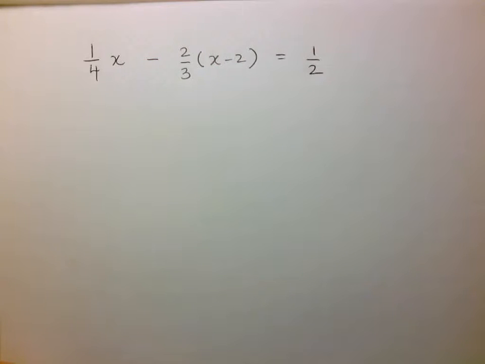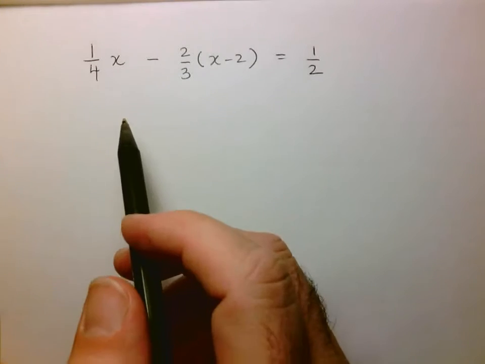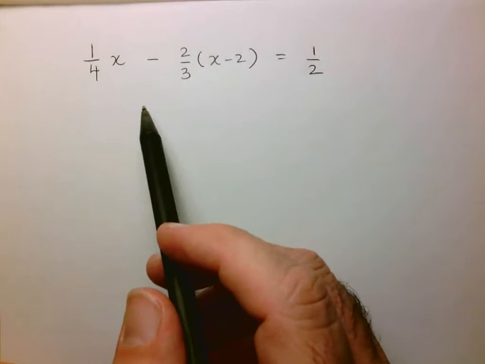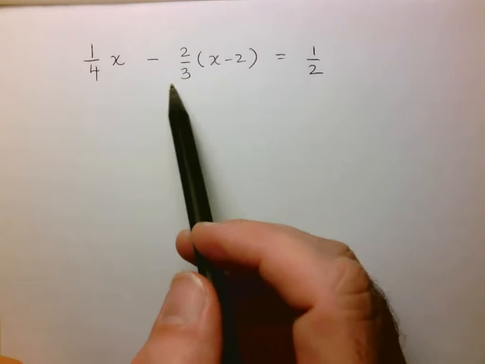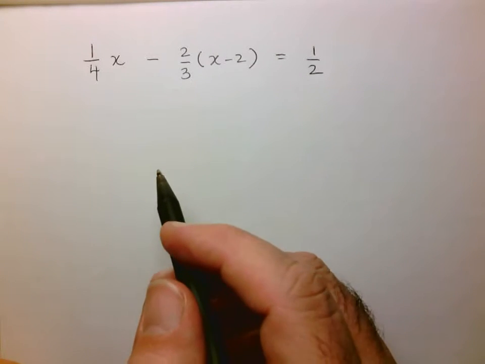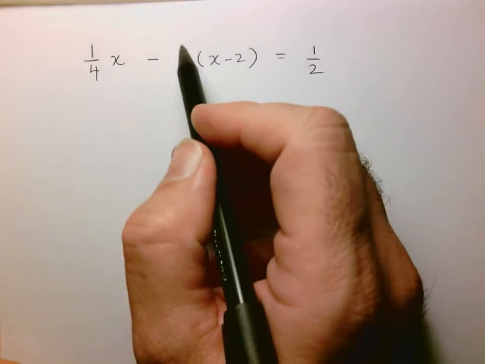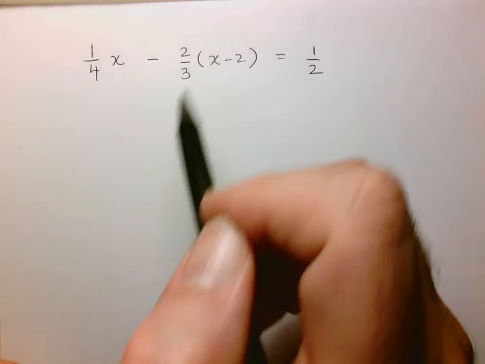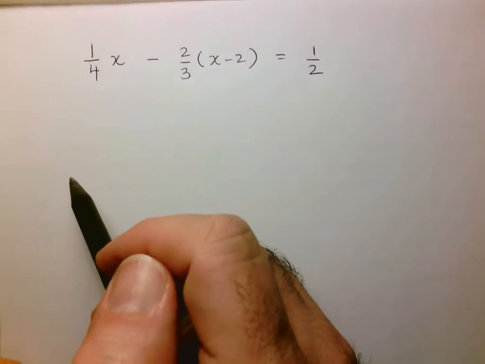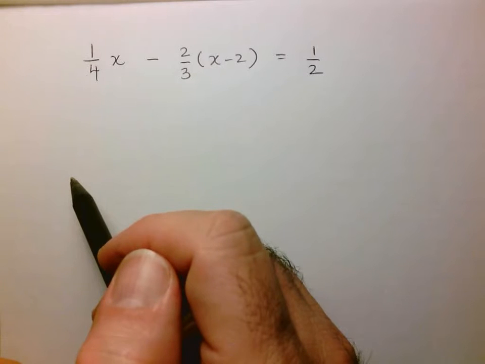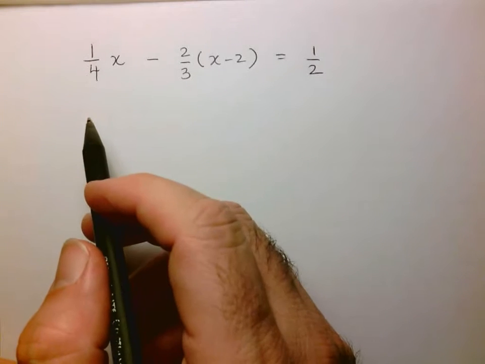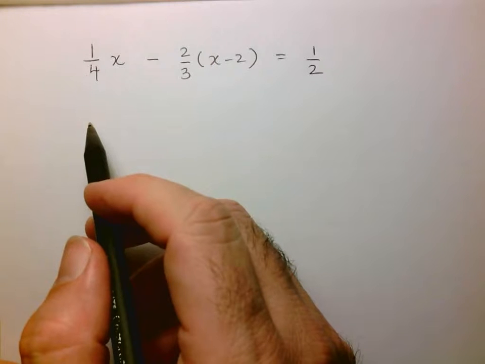Hi folks, we're going to look at an example of solving a linear equation with fractions in it. One way to solve this equation is to do what we've been doing before, which is to just simplify both sides of the equation and solve for x. That would mean distributing the 2/3 to both of these terms and then adding and subtracting the like terms and so on.